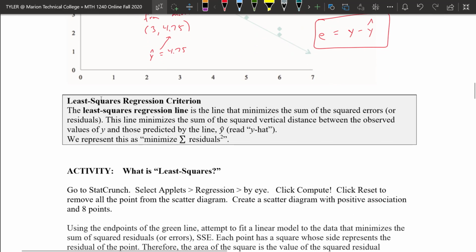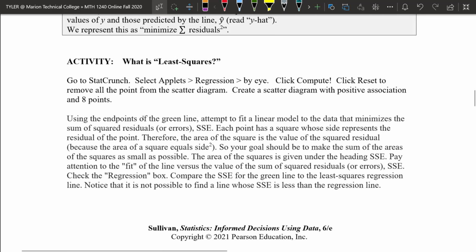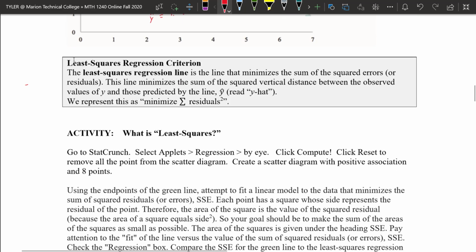The least squares regression line is the line that minimizes the sum of the squared errors, or residuals. So what we would have to do is calculate the residuals for each of the data values, square them, and add those up, which gives me a sum. And I want to minimize that number as much as possible. The very last thing we're going to do is look at how to actually calculate that sum of squared errors.